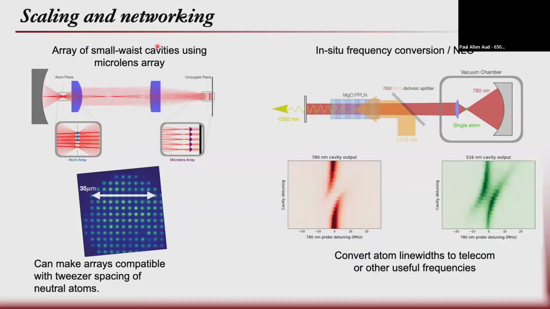If you wanted to really make this scalable, it would be nice to have it work for a lot of atoms, since the cavity is still kind of bulky. It turns out if you stick a micro lens array in the right spot, instead of having one cavity, you have a whole array of cavities, and they can be on the same scale as your tweezers. In fact, you can even use those as traps, so they should probably be more efficient. So again, I think that's an interesting direction.